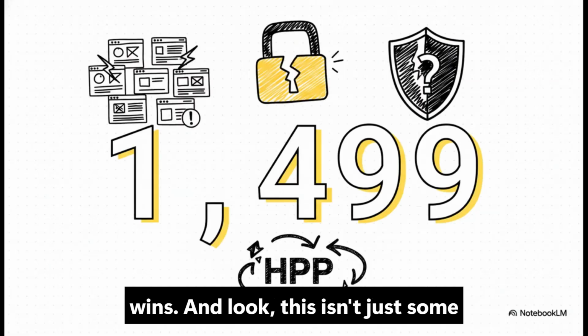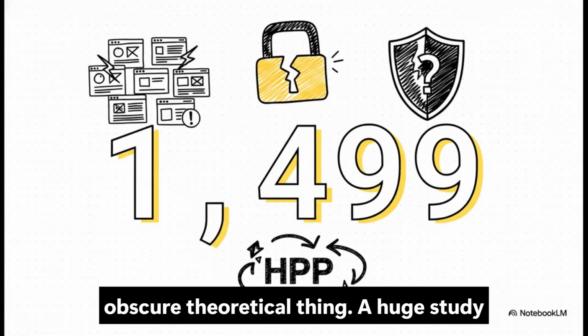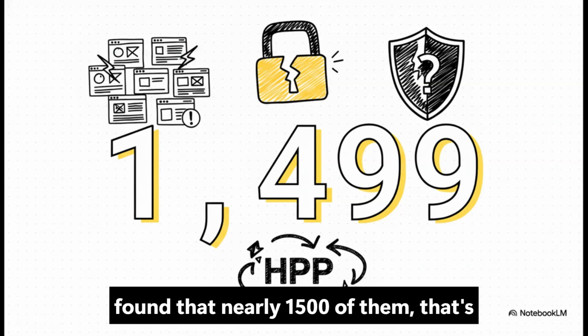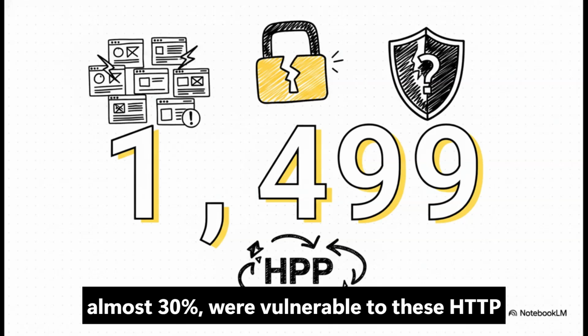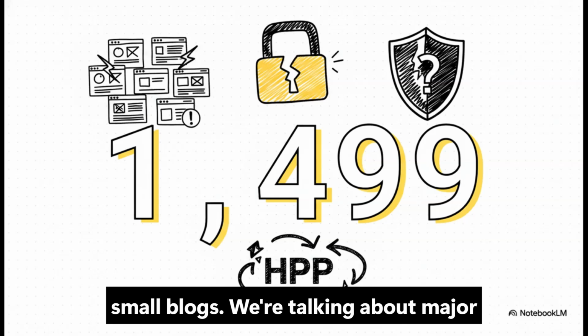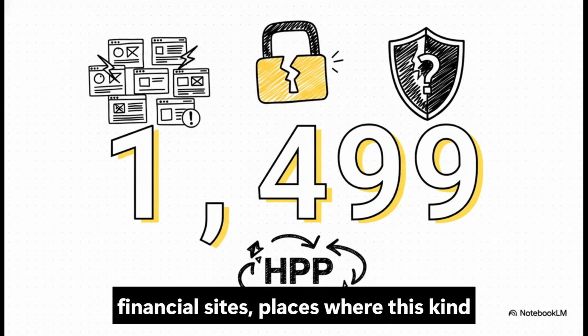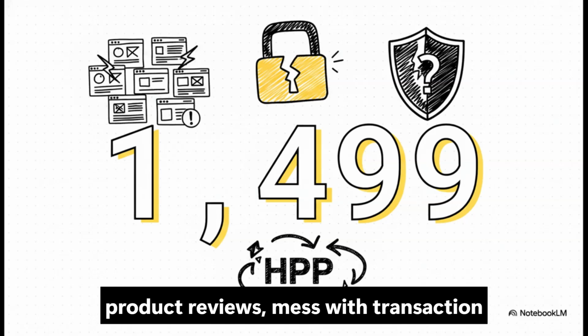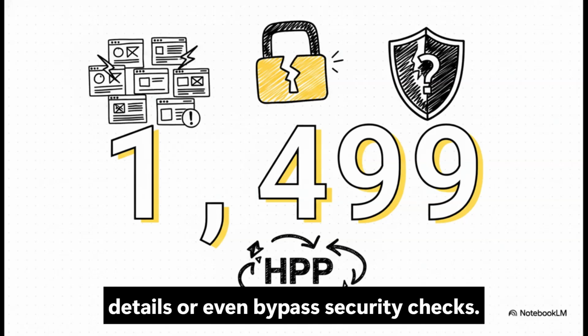And look, this isn't just some obscure theoretical thing. A huge study looked at over 5,000 popular websites and found that nearly 1,500 of them, that's almost 30%, were vulnerable to these HTTP attacks. And we're not talking about small blogs here. We're talking about major e-commerce platforms, social networks, financial sites, places where this kind of attack could be used to manipulate product reviews, mess with transaction details, or even bypass security checks.